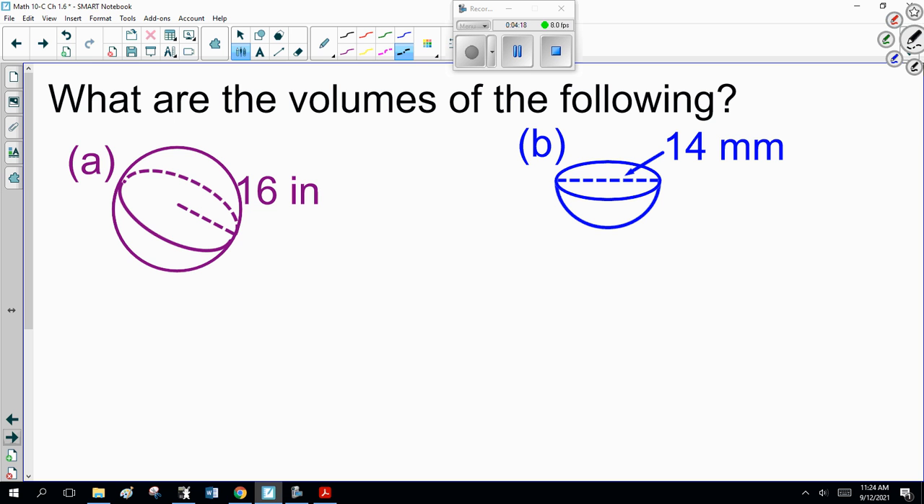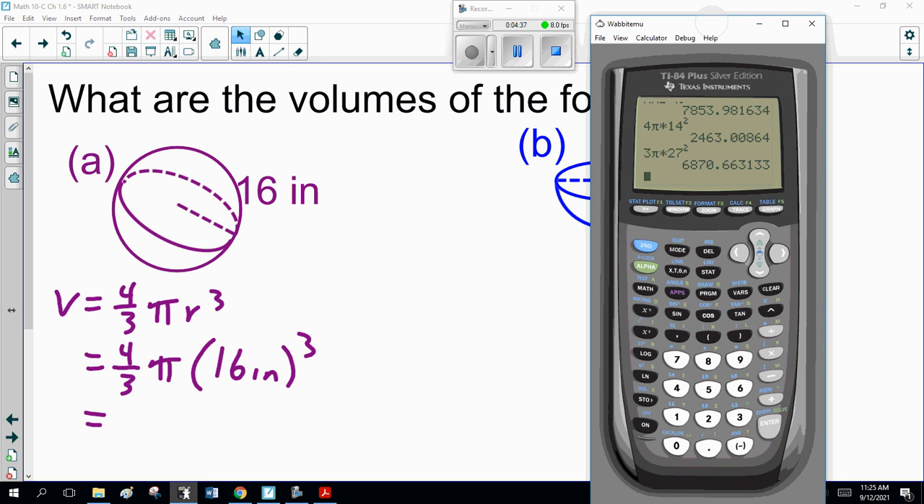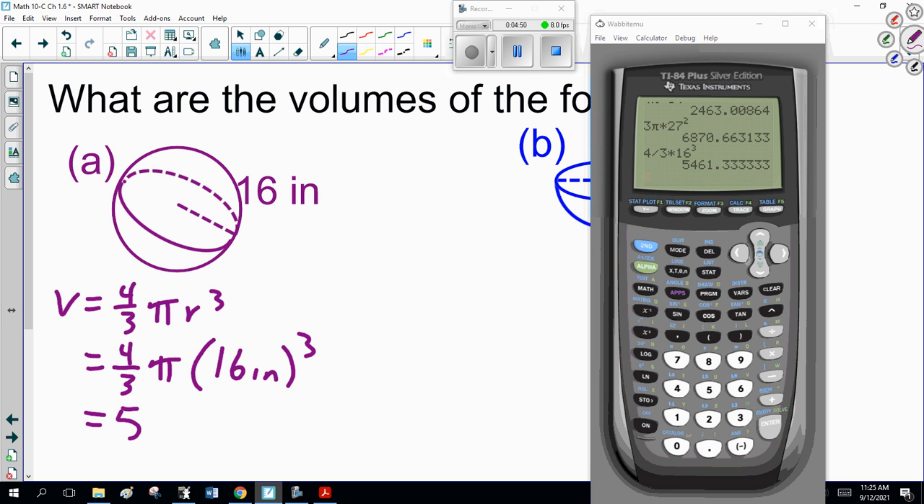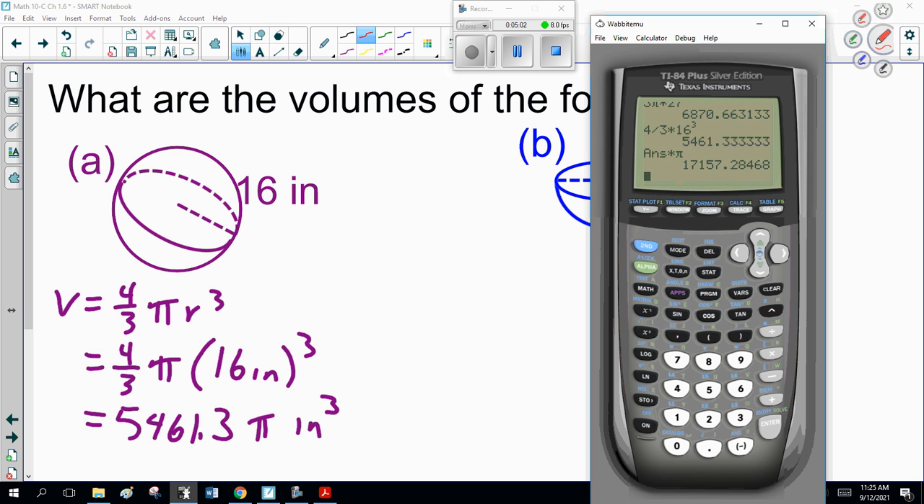So what are the volumes of the following? Well, 4/3 π times 16 cubed. I can't do that in my head. Mr. Calculator over here. So 4 divided by 3 times 16 to the power of 3. So that's going to be 5461.3π inches cubed. That's the old-fashioned way. So multiply times pi: 17,157.